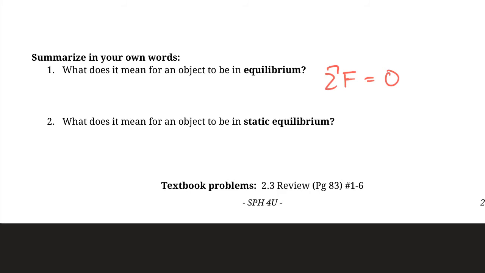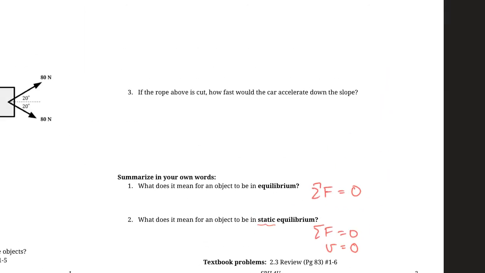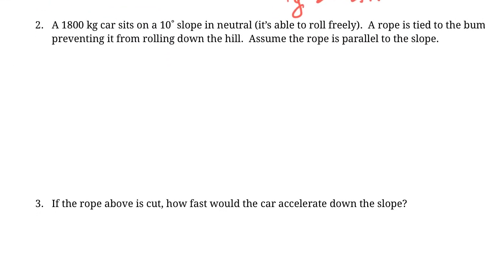There's one more definition, static equilibrium. And static means stationary. So it's one extra condition. The sum of the forces have to equal 0, but also the object has 0 speed. It's not moving anywhere. So in this case, the box is experiencing static equilibrium because the sum of the forces is 0 and it's still. Okay, let's go on to the next question.